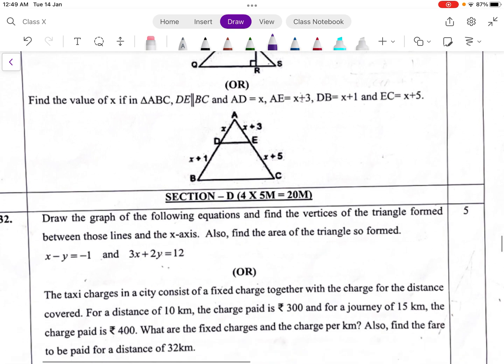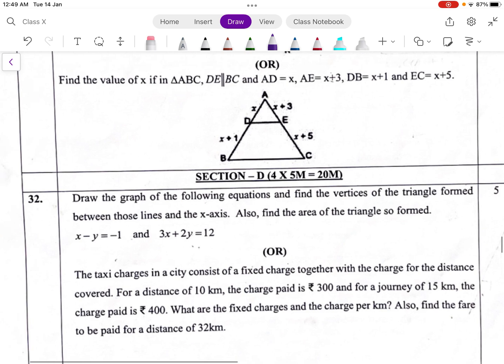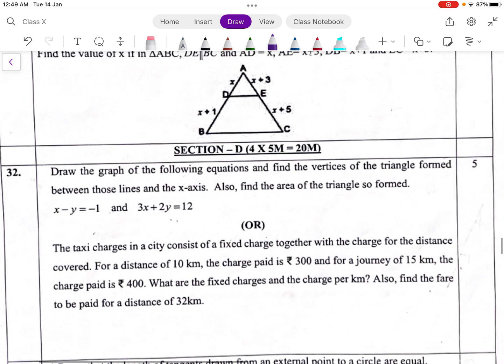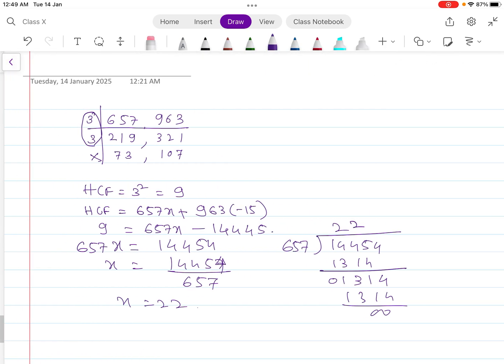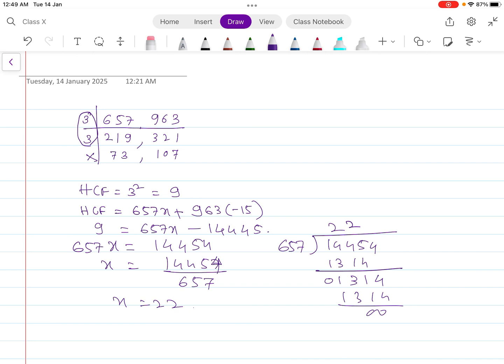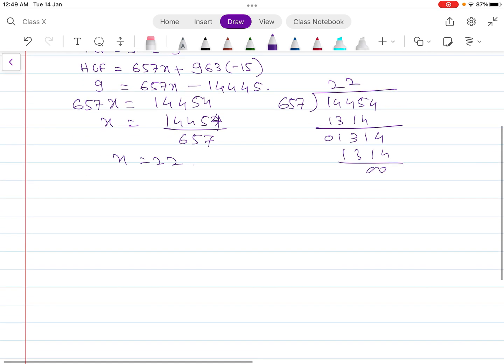Okay, now another question is question number 32, where students had to draw the graph and find the area of the triangle formed. So let us try to solve this on another tab. So here I'll just take whatever values they have given. Okay, so they have given the expression x minus y equal to minus 1, and the second equation is 3x plus 2y equal to 12.